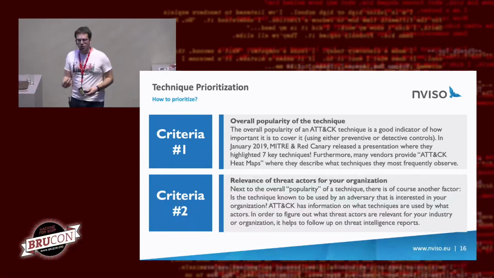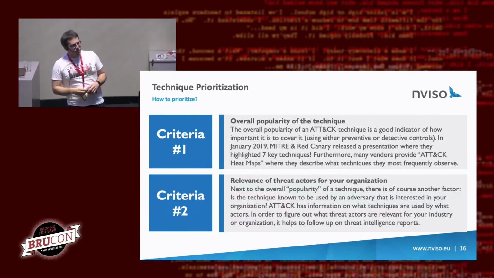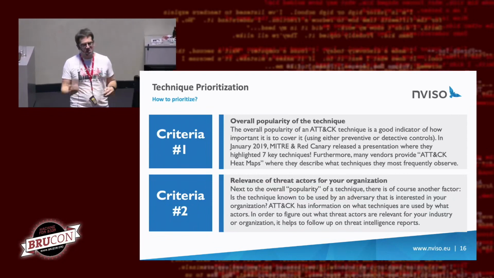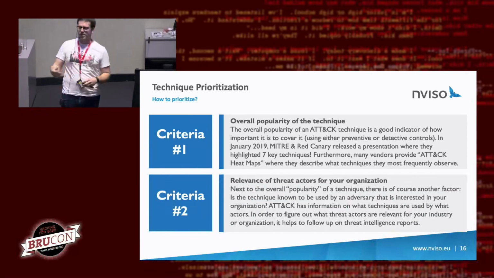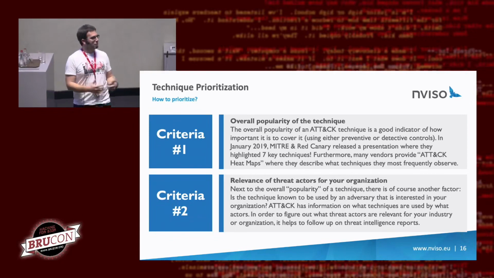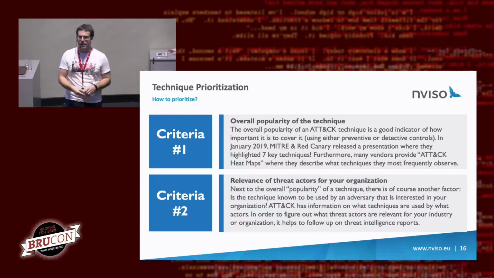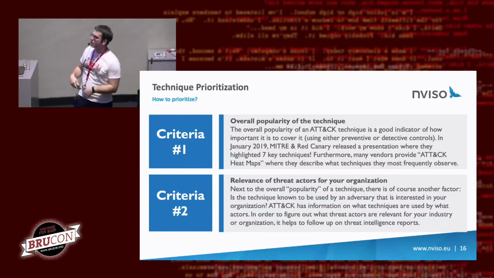If you get a bit more mature, look at your overall relevance of threat actors for your organization. Who are you dealing with? Is it APT28? Is it APT29? I don't know. Or any non-APT, I don't know, but who's important? Who's coming after you and what techniques are they using? That's another thing that should, of course, influence what you're prioritizing.